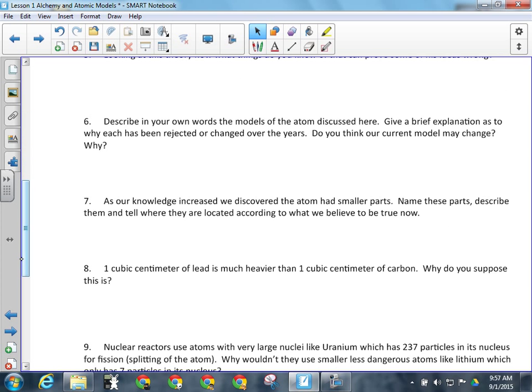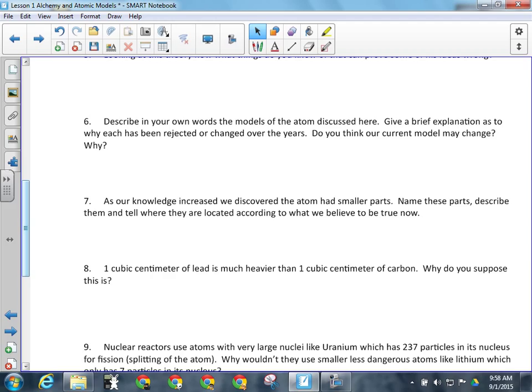All right, number 6. Describe in your own words the models of the atom discussed here. Give a brief explanation as to why each has been rejected or changed over the years. Do you think our current model may change, and why? So, a quick summary here. We started out with the solid sphere. It was rejected because it couldn't account for the movement of charged particles. Then we had plum pudding, which kind of accounted for the movement of charged particles, but didn't account for the behavior of atoms in chemical reactions, and the whole proton and neutron idea was kind of not there.